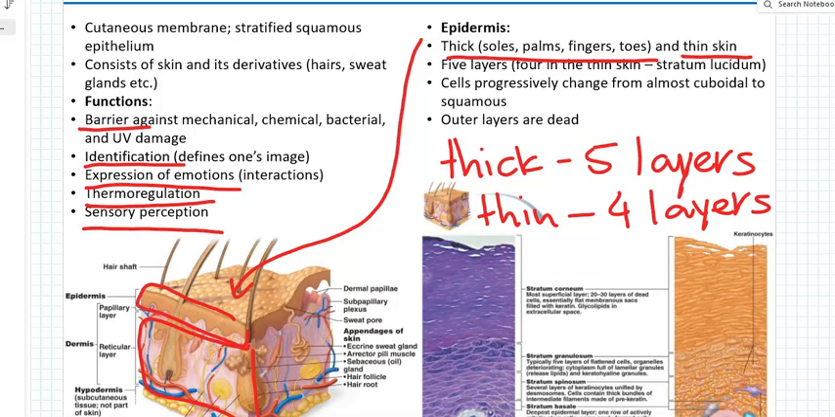The superficial layer, this one, stratum corneum, it is dead. Okay? All good? So it's dead. The surface of the skin that you can see, those are dead cells. Okay?